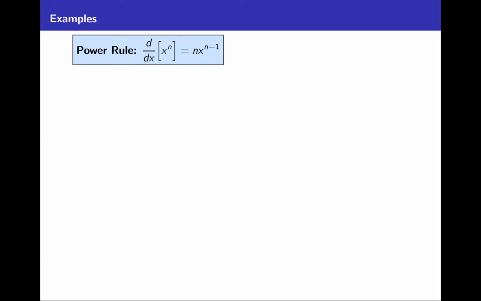Let's look at some examples. So here's our power rule. The derivative of x to the power of n is the function n times x to the power of n minus 1. For our first example, let's do d dx of x to the fourth, the derivative of x to the fourth. According to the power rule, we bring down the power 4 and multiply it times x to the power of 4 minus 1, or just 4x cubed. So the derivative of x to the fourth is the function 4x cubed.